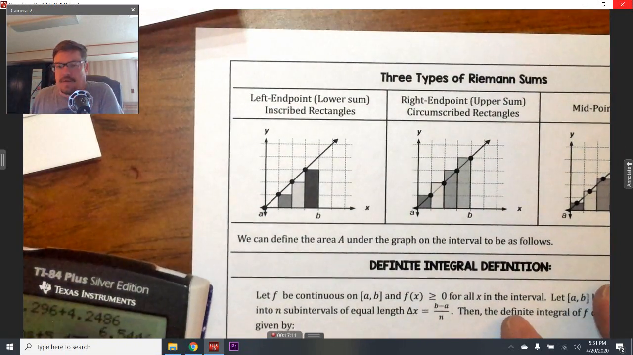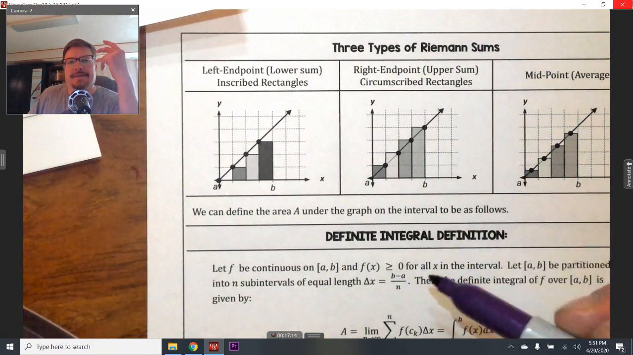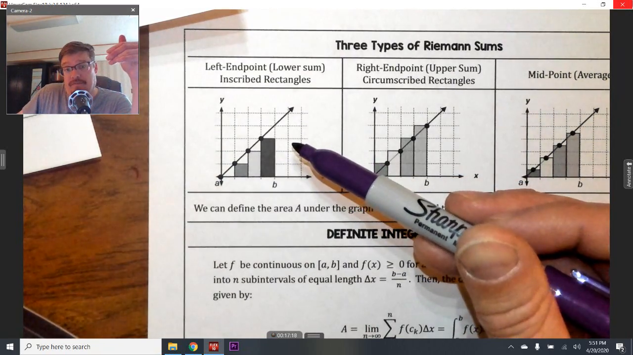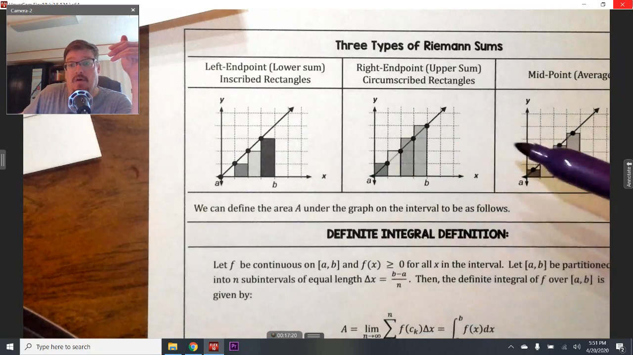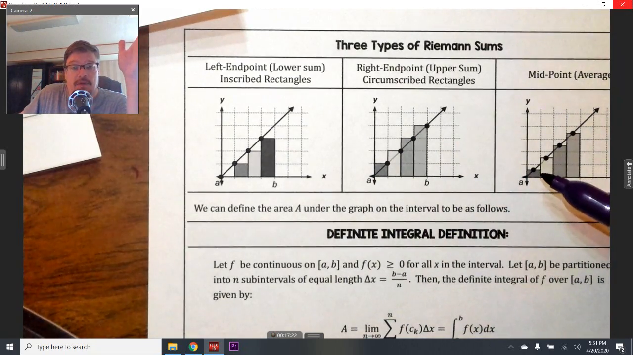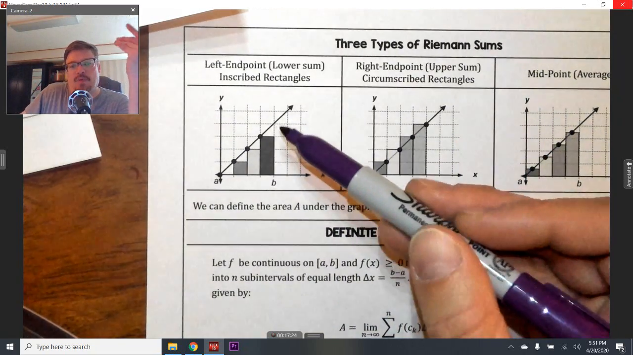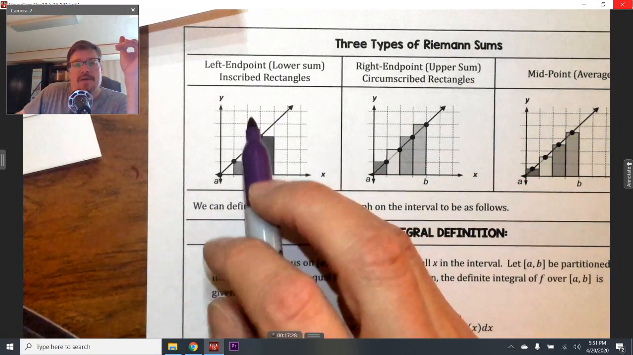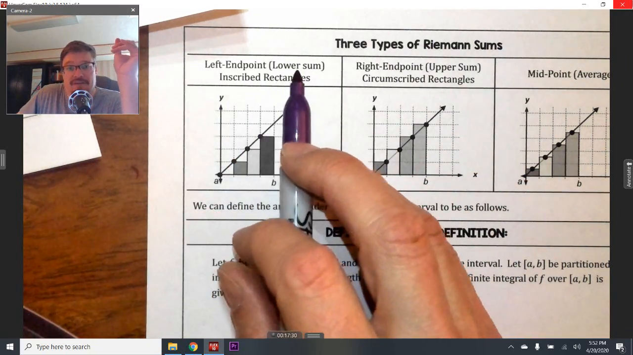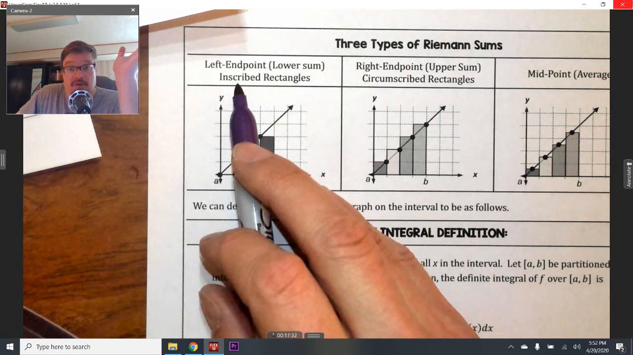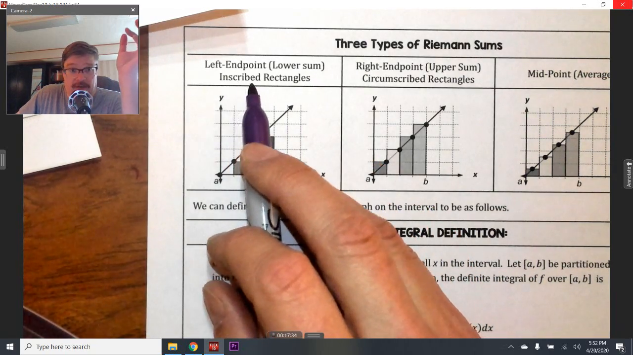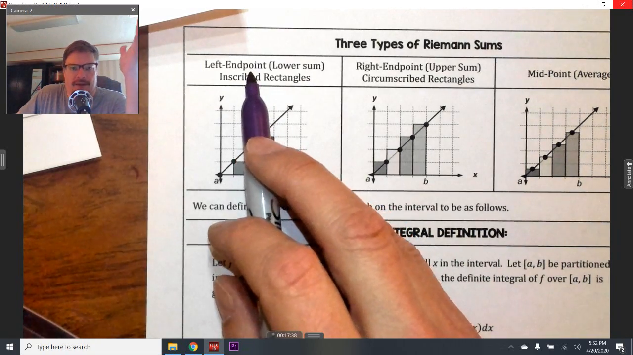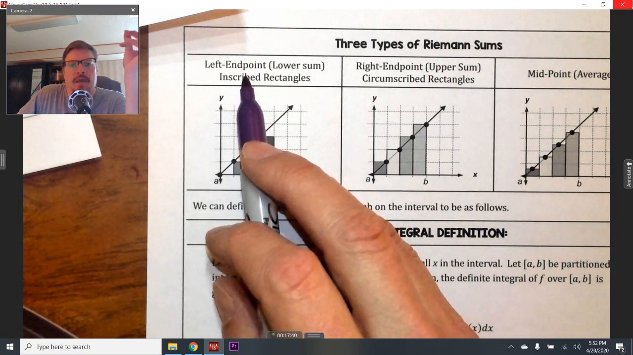There are 3 types of Riemann sums. I can go under the curve, I could go over the curve, or I could kind of go in between. Now this all depends on which direction your function is going. But we call this a left endpoint or a left sum for an inscribed rectangle. I never use the word inscribed. I'm just going to use a left Riemann sum, okay?